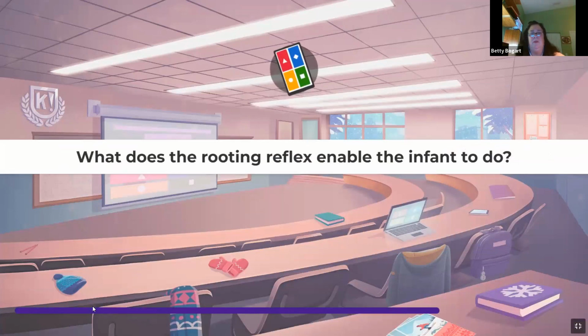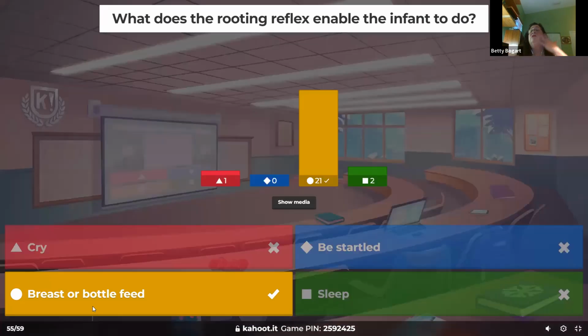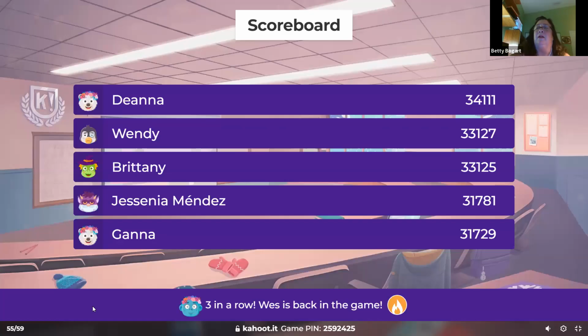What does the rooting reflex enable the infant to do? And that's you're stroking them there, and they want to eat. They want the bottle or they want the breast.